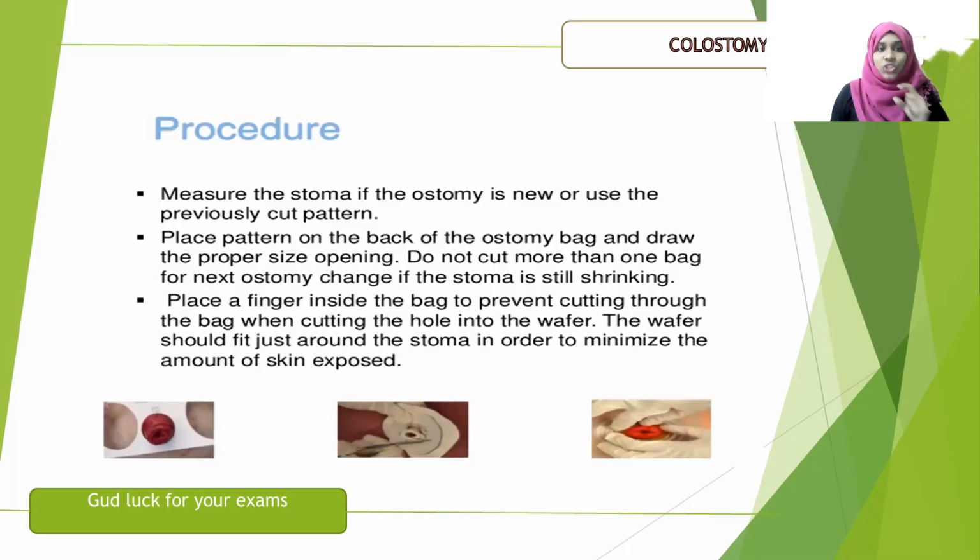Procedure. Measure the stoma if the ostomy is new, or measure the stoma if there is a previously cut pattern. Then place the pattern on the back of the stoma bag. Draw a proper size opening for the stoma. Do not cut more than one bag for the next ostomy change if the stoma is still shrinking, right? If the stoma is shrinking and still in the process of healing, don't cut for another bag. Place a finger inside the bag to prevent cutting through the bag.